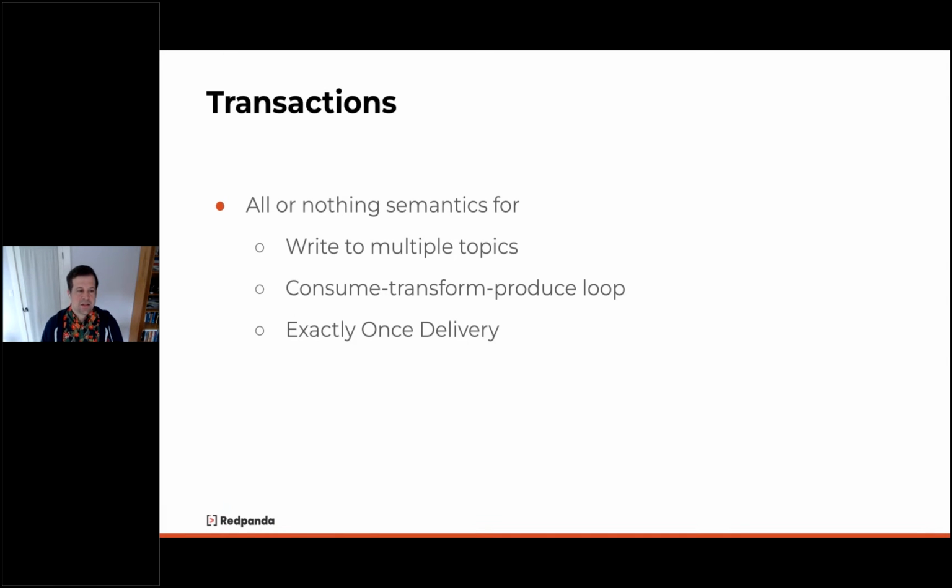So let's get into the meat of it around transactions. So really you want all or nothing semantics for different types of use cases: when you're writing to multiple topics, when you're doing things like consuming, transforming, and producing data back into the cluster, and also for exactly once delivery.